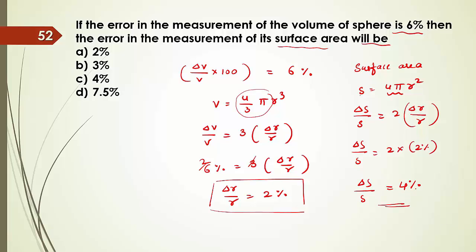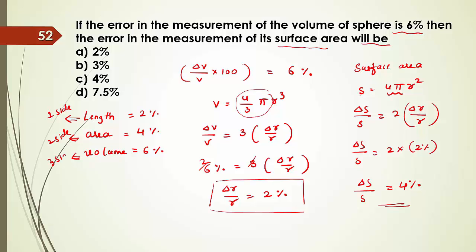Or I will give you a small hint here. Length, area, volume. Volume is given 6%. Area should be 4%. Length should be 2%. Length is having only one side. Area is having two sides, length into breadth. Volume, length, breadth and height. How many sides? 3 sides.